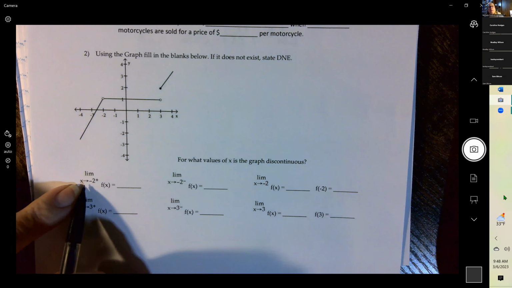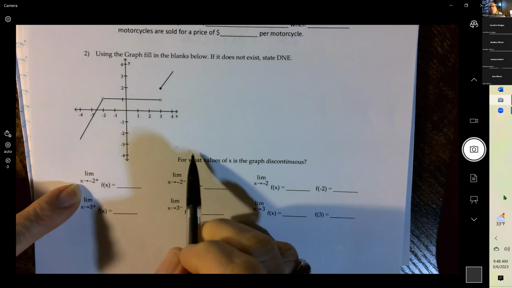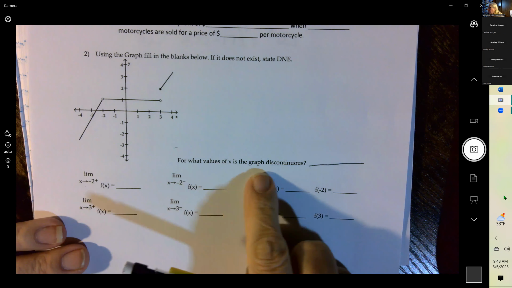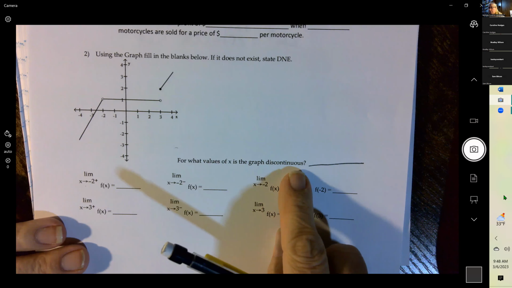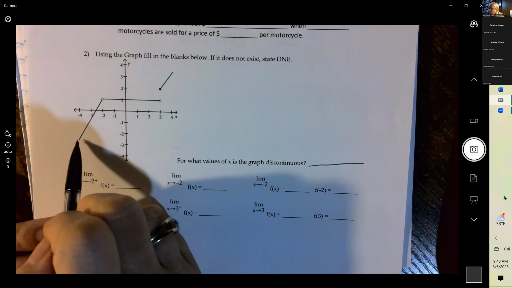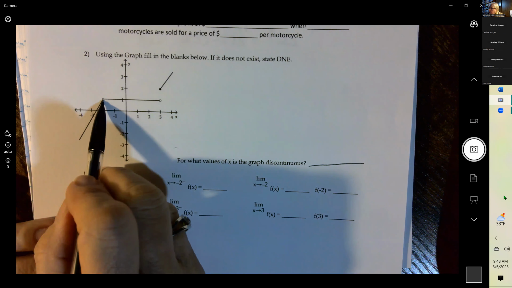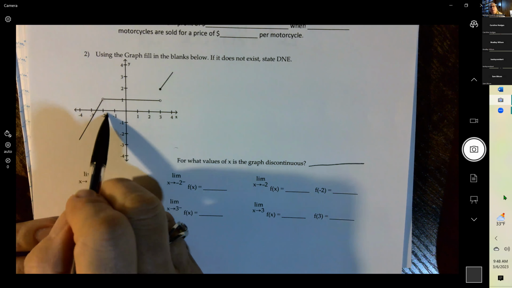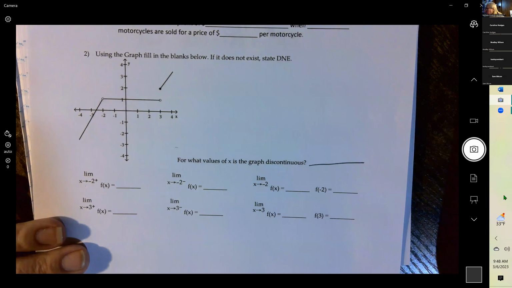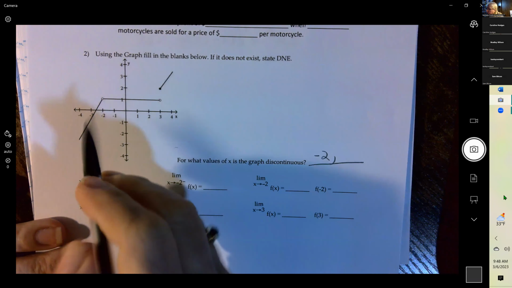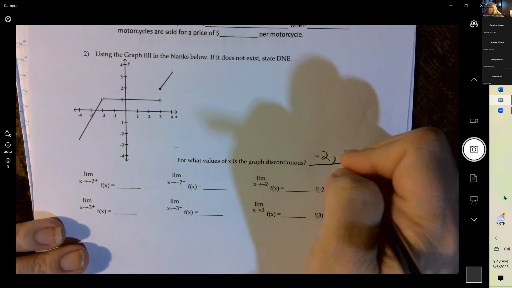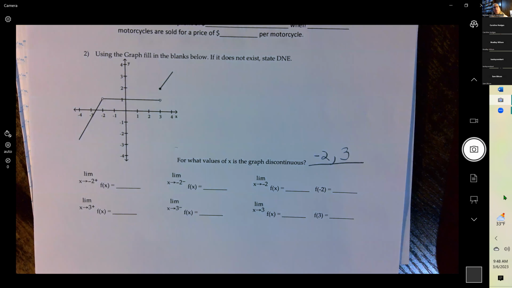The limit as X approaches, for what values is it? First ask for discontinuous. For what values of X is the graph discontinuous? Just trace wherever there's an open circle or a jump. Right here, I'd have to jump. So it's discontinuous at -2. Tracing, it's discontinuous here at 3. So those are the only places where there's a break in the line.